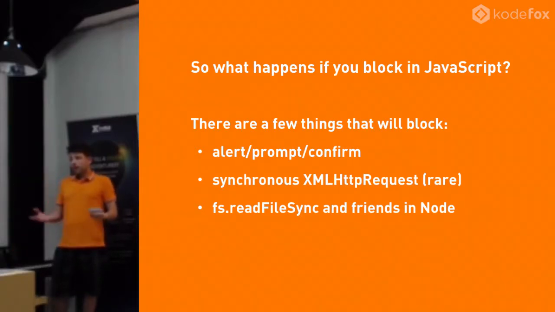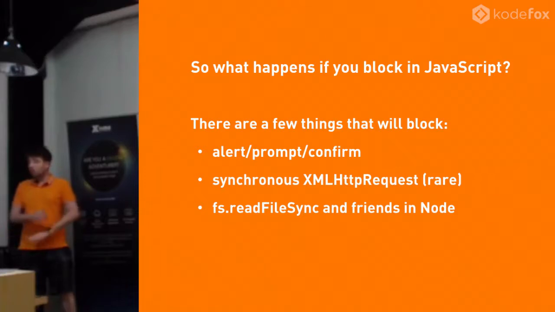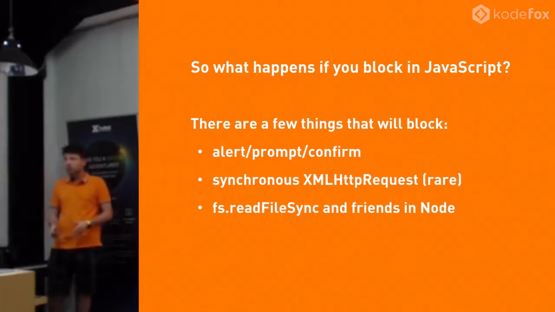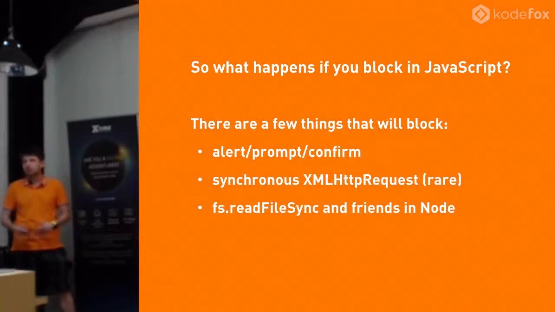So what happens if you block in JavaScript? Well, there are some things that will block the thread, right? That will halt any other execution. And so alert, right, is the most common, alert or prompt. We also have a synchronous style of XML HTTP requests, and it's rare because that was probably a mistake in the API. They probably did not intend for that to be synchronous, or at least it wasn't a good idea. And then we have some stuff in Node world that are intentionally synchronous for various reasons.